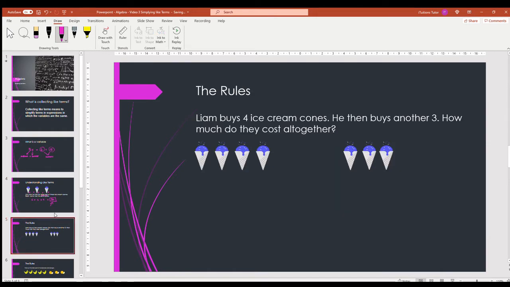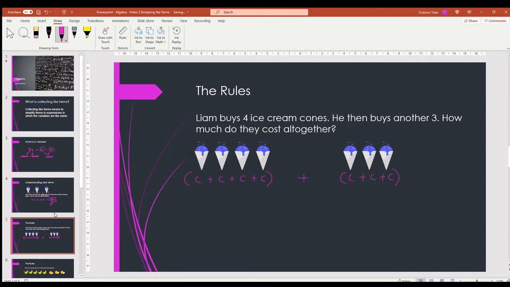Let's look at the next example. Liam buys 4 ice cream cones. He then buys another 3. How much do they cost altogether? And again, I'm going to use the letter C. C plus C plus C plus C. Then he goes and buys another 3. C plus C plus C.